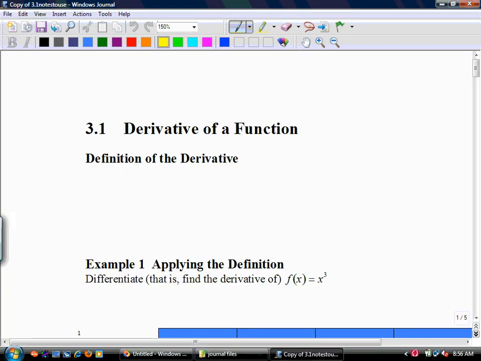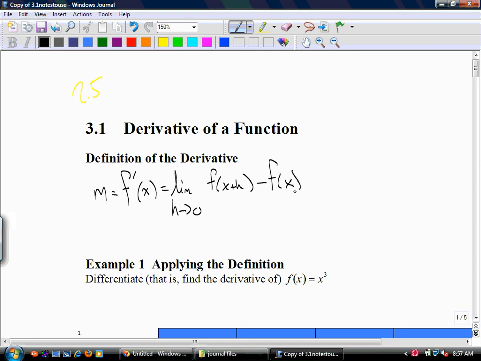Derivative of a function. Sure, you can call it 2.5 if you want to laugh at me. Definition of the derivative. Okay, instead of calling it m, I'm going to call it f, and then I'm going to put a little tick next to the f, like that. Little apostrophe, f apostrophe. F prime of x, or the derivative of f of x, is equal to the limit as h goes to 0 of f of x plus h minus f of x all over h.